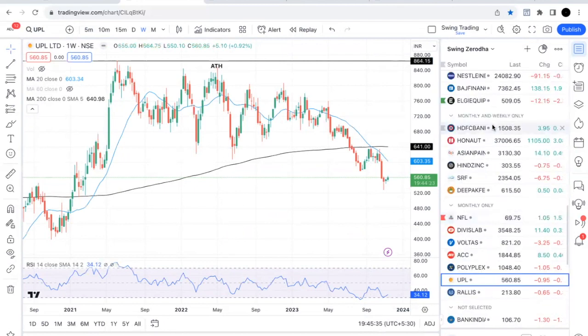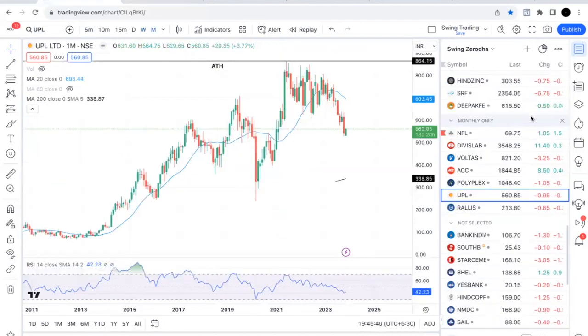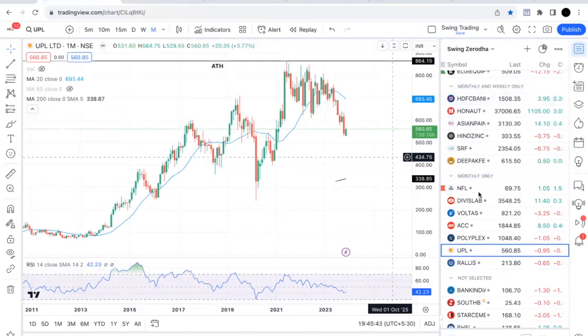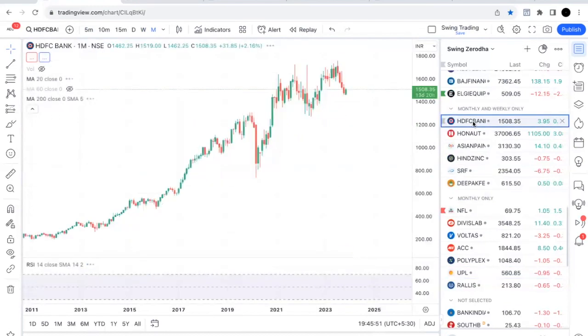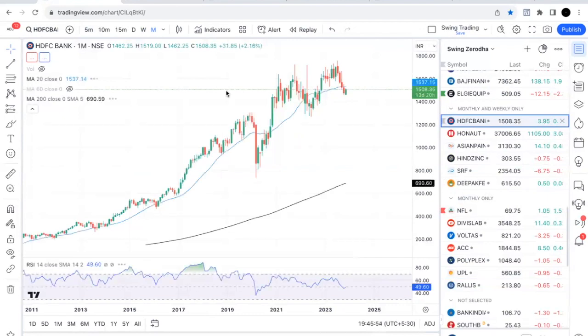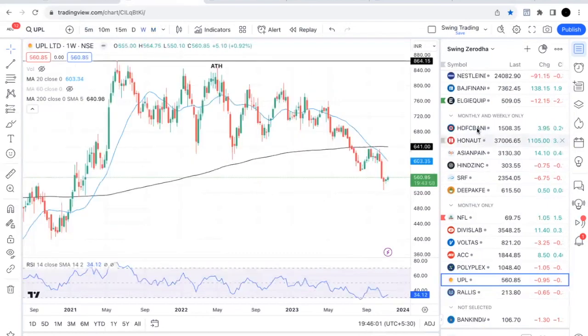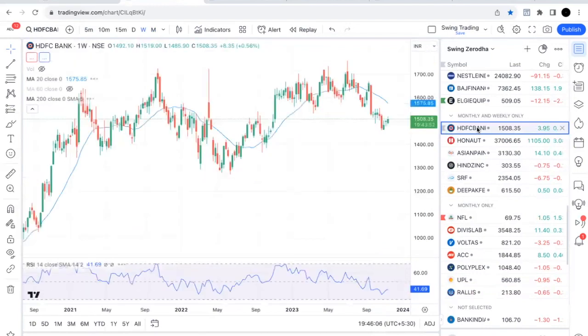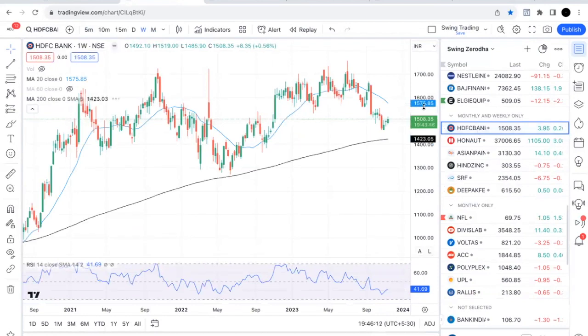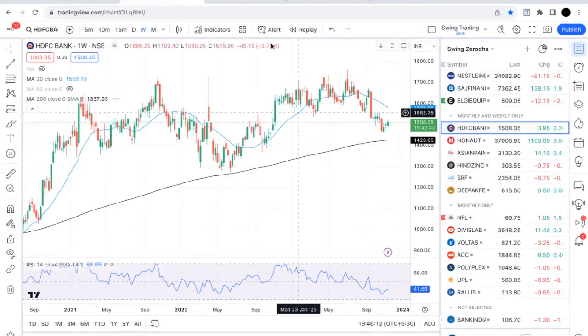The next one is monthly and weekly only. Let's look at those. Monthly and weekly only. All right. Here we are, HDFC Bank. Monthly, it's looking good. The 20 is above the 200. HDFC Bank, again, on the weekly. All right, see, the 20 is above the 200. It's trending on the weekly.